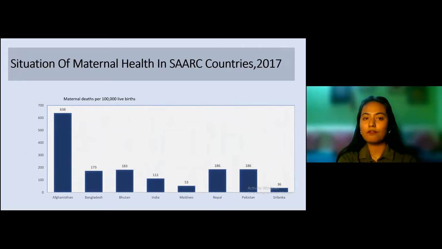This is the situation of maternal health in SAARC countries, 2017. Over here, we can see that Afghanistan has the highest number of maternal deaths, which is 638 maternal deaths per 100,000 live births. And Sri Lanka is the lowest, with only 36 maternal deaths per 100,000 live births.